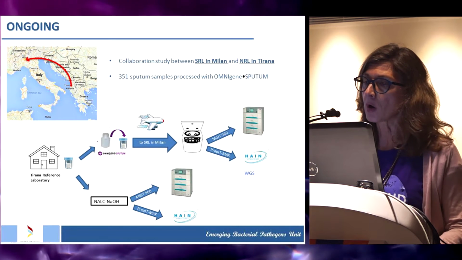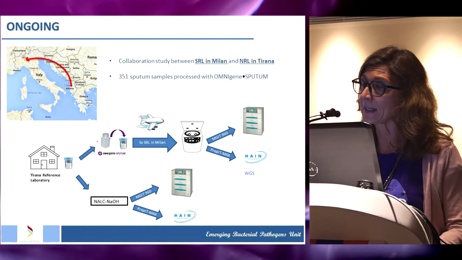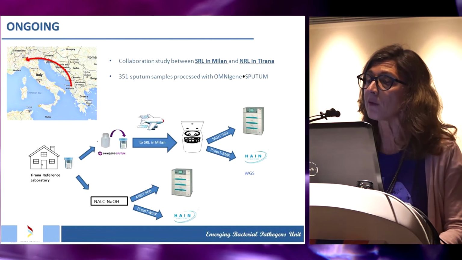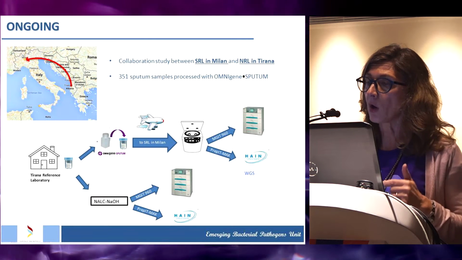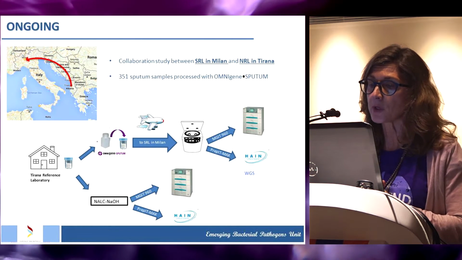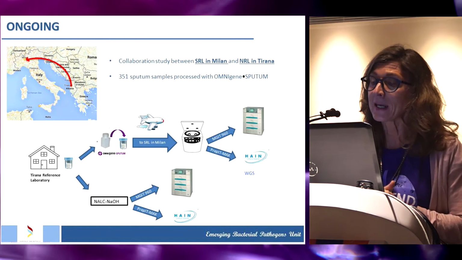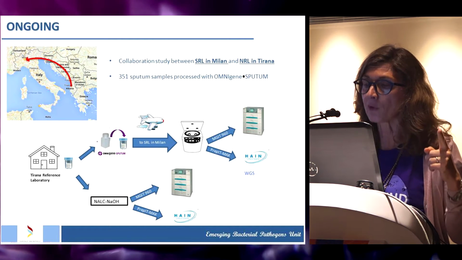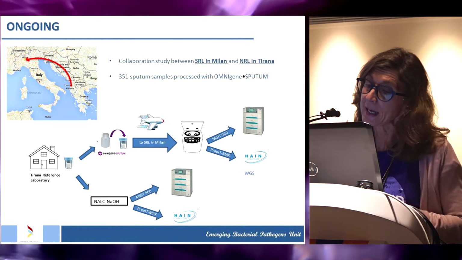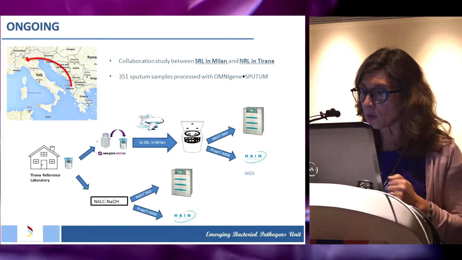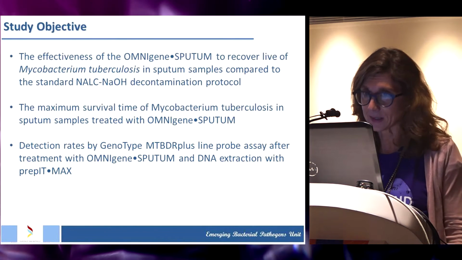The studies that are now ongoing are a collaborative study between my SRL and the NRL in Tirana, in which 350 sputum specimens will be processed with and without the OMNIgene SPUTUM transport medium. They will be shipped to Milano by plane. Within a maximum of 10 days, they will be set up in culture and the line probe test will be done. In parallel, Tirana will do the routine testing by decontamination protocol, MGIT and line probe testing.